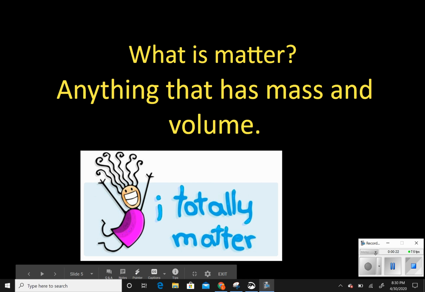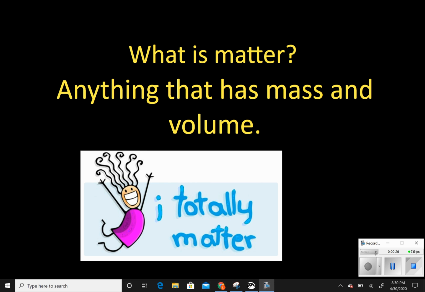If the object that you're talking about has a mass that is in some version of grams, and it has some kind of volume, then it is going to be considered matter. A rock is matter, water is matter, air is matter, plasma is matter. All these things are matter because they have a mass and a volume.